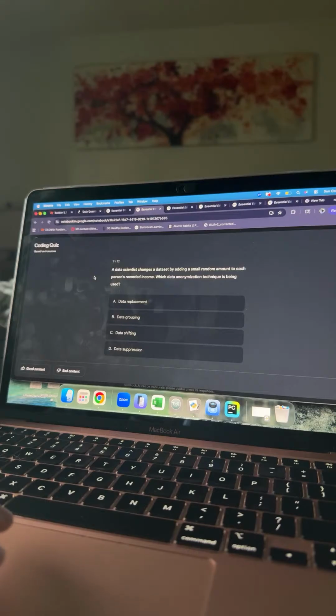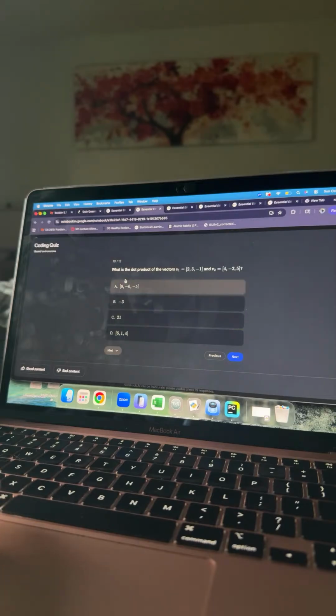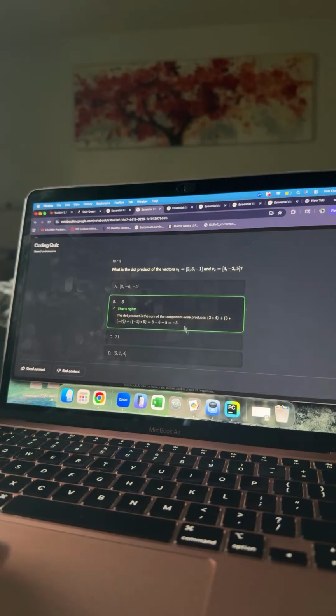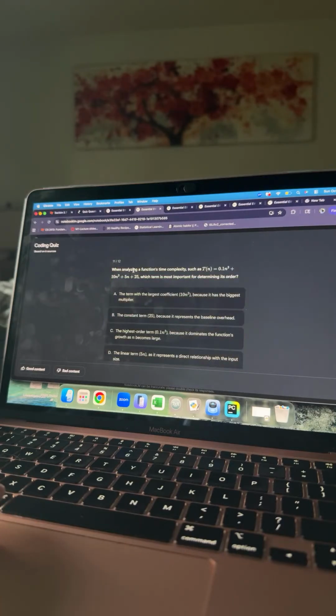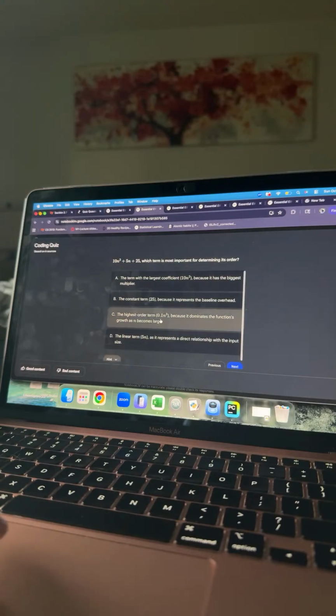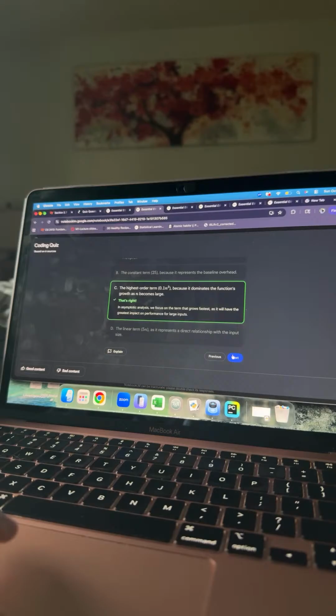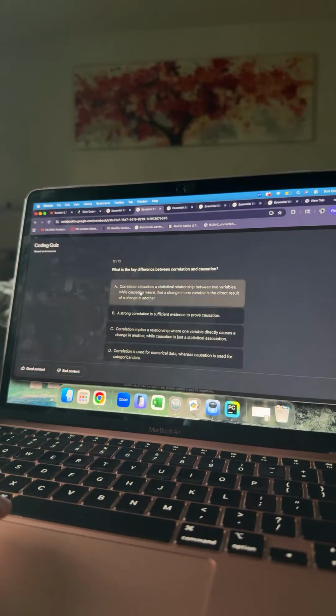A data scientist changes the data set by adding a small random amount to each person's recorded income. This is data shifting. What is the dot product of vectors? I guess I gotta calculate it. So 2 times 4 is 8. Plus -6 is 2. Plus -5 is -3. Yes. So when analyzing a function's time complexity, such as T(n) equals blah blah blah, which term is most important? The n to the third degree. Yes. What's the key difference between correlation and causation?